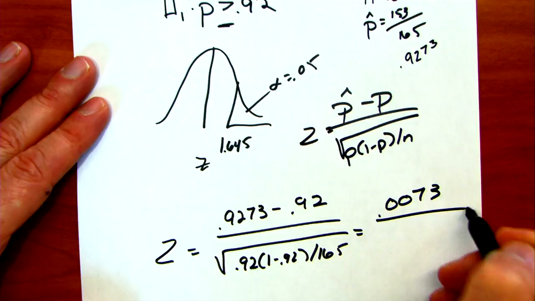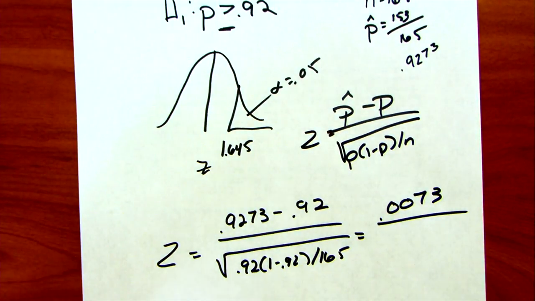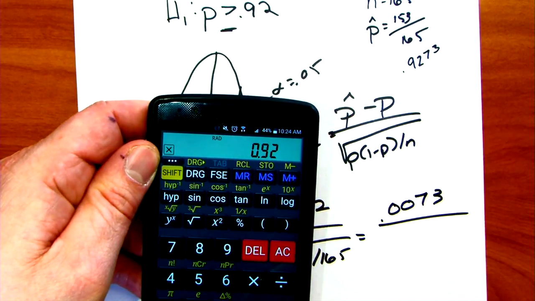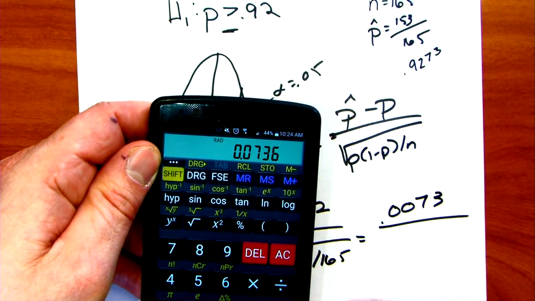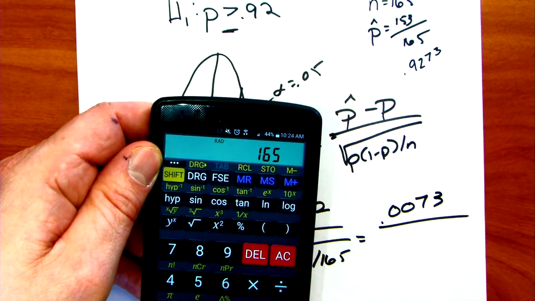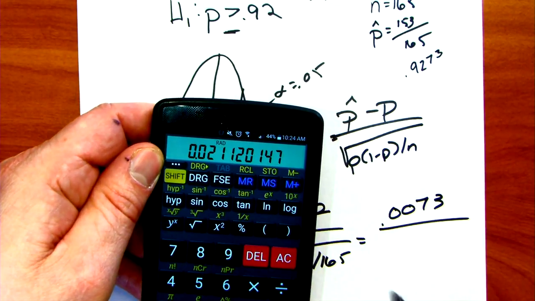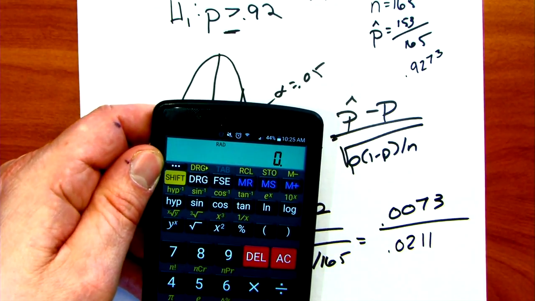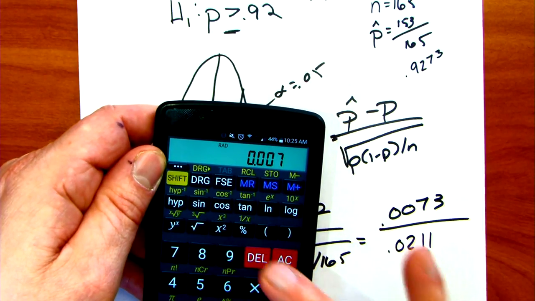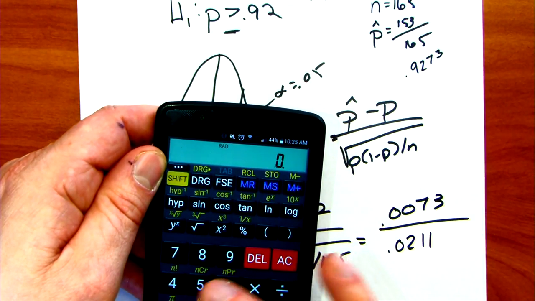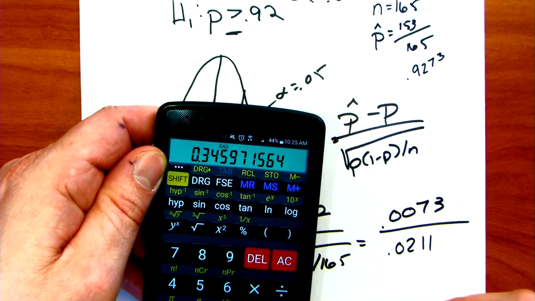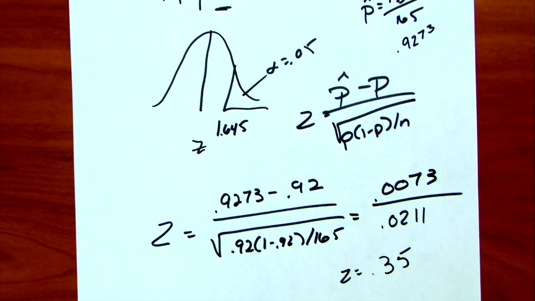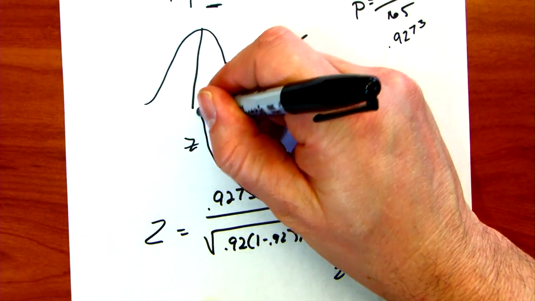I get 0.0073 for my numerator. My denominator, I have to do some work. 0.92 times 0.08 divided by N, which is 165. Square root of that is 0.0211. So I get 0.0073 divided by 0.0211, 0.35 for my Z value. 0.35 is about here.